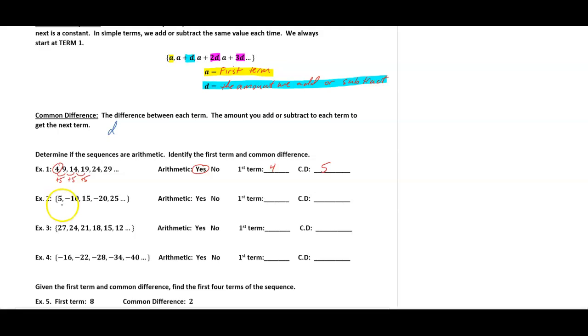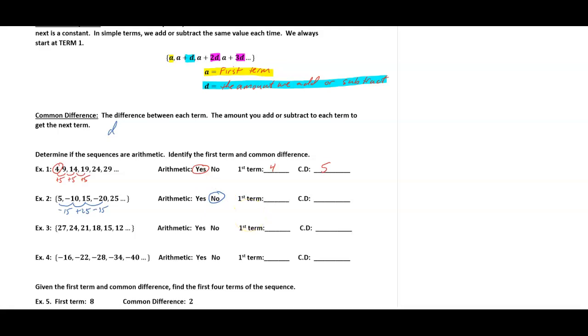Example 2: if I look, I'm going from 5 to negative 10, 15 to negative 20, and negative 20 to 25. If you really think about it, here I'm going down 15, up 25, then down 35. I'm not adding or subtracting the same amount. So right away, it would not be an arithmetic sequence.